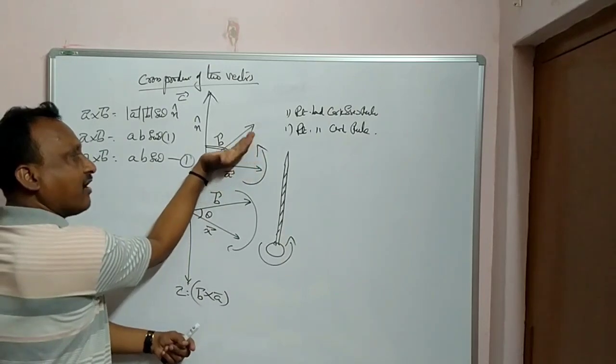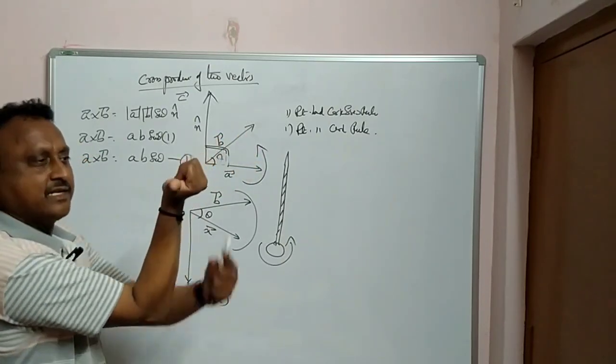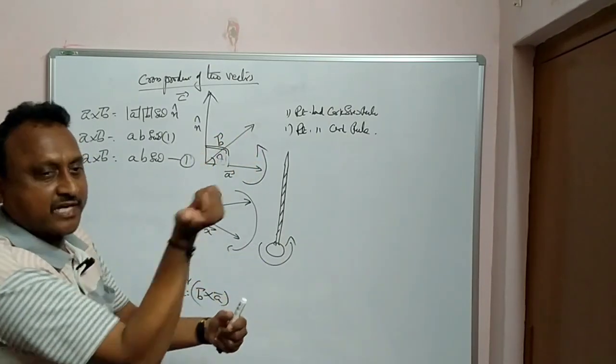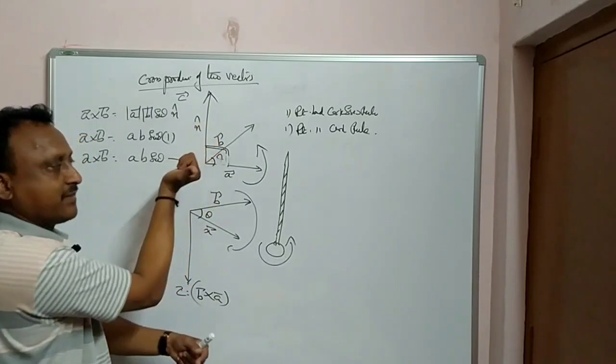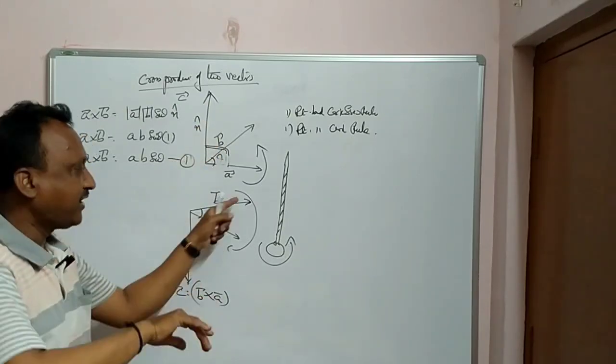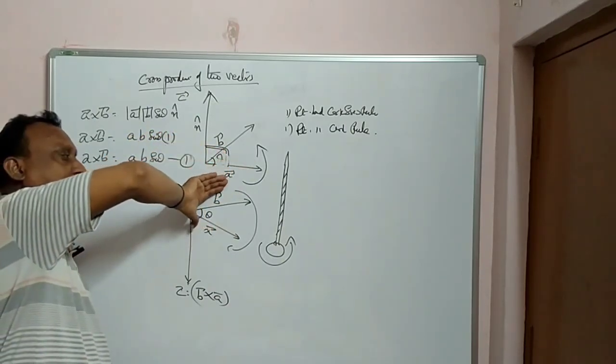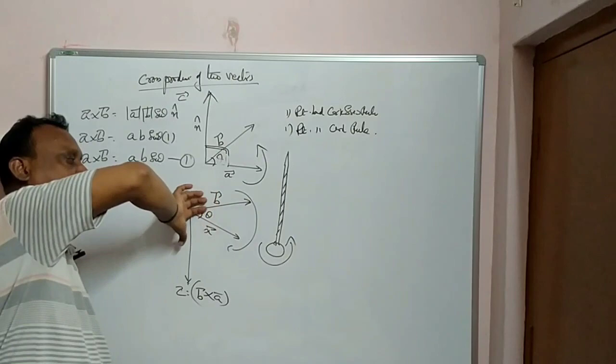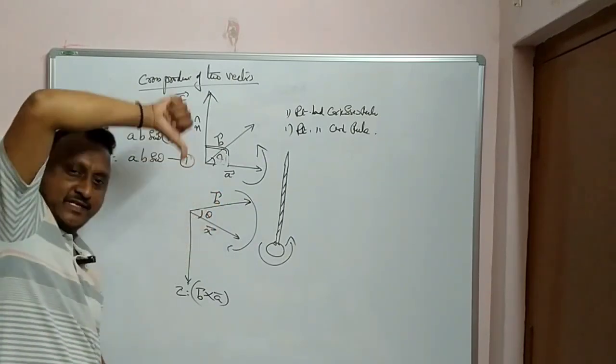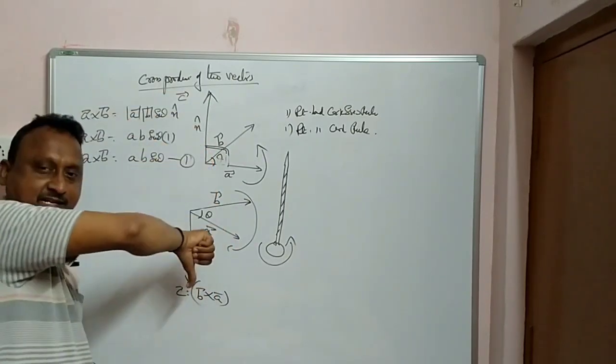See, A cross B, the thumb is indicating like this. So this resultant is coming outside the board. In the same way, for B cross C, put your four fingers along B and curl along C. You can see, for B cross C, the thumb is coming in the downward direction. So this is the resultant.